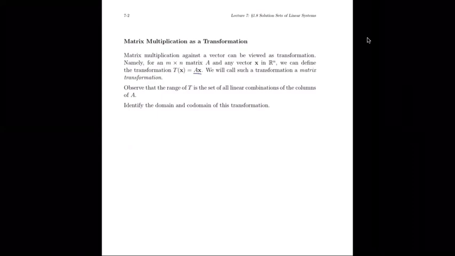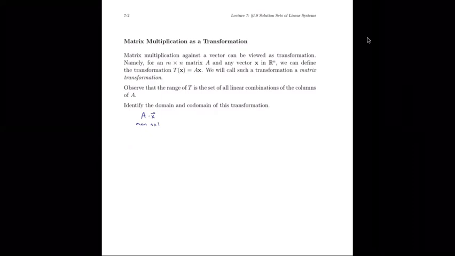Okay, so the second point here I'm going to come back to, but real quick, let's identify the domain and codomain of this transformation. Well, let's see. A is an m by n matrix. It's m by n. So we can only multiply it by a vector x, which is n by 1.